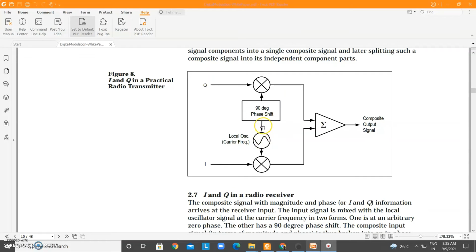So the oscillator frequency will be shifted by 90 degrees and it will be multiplied by the Q component. Why 90 degrees? Because the I component and Q component have a phase difference of 90 degrees.